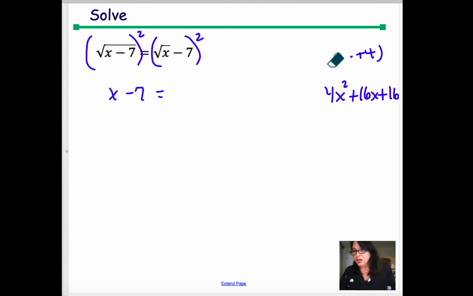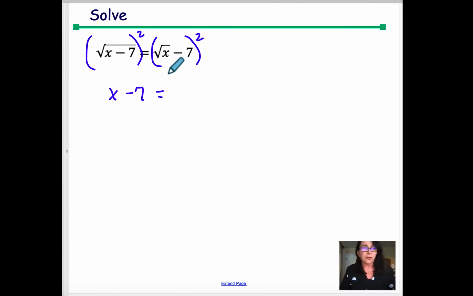So that's what we're going to do, but with the roots, okay? And so we're going to square the first term. When you square a square root, you just get x. We're going to square the last term, which is negative 7 times negative 7, which is positive 49. We're going to multiply these two terms together. So negative 7 times root x is negative 7 root x, and then double it. So now it's negative 14 root x. Okay?